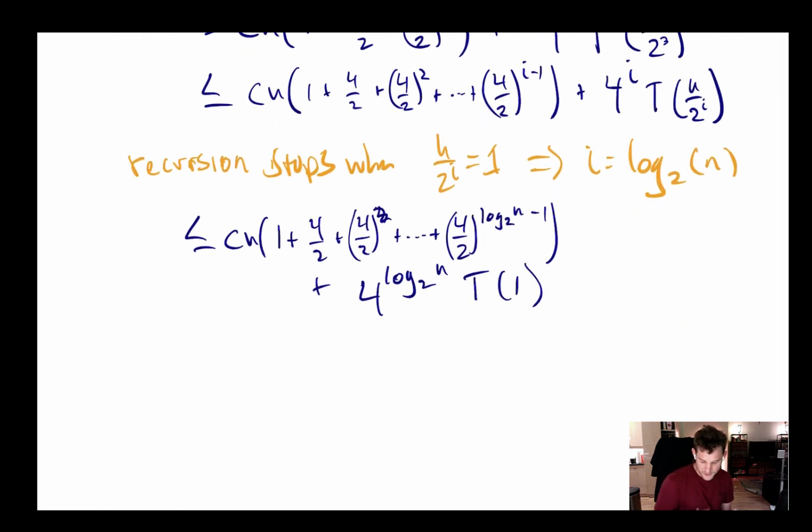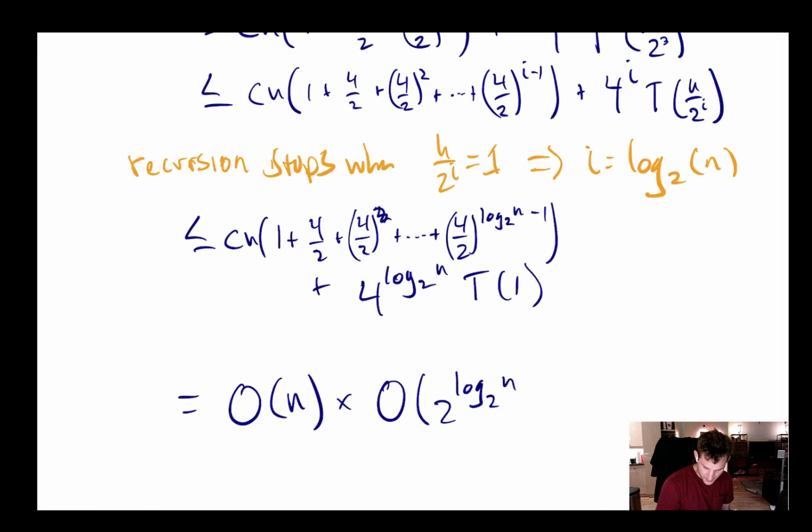Okay, so let's finish this off. So notice that 4 over 2 is bigger than 1. It's 2. So in this sum right here, the dominant term is the last one, right? When you have a geometric series where the base is larger than 1, then the last term is the leading one. So what we have here is O of n, that's this term right here, c times n is O of n, times, again, the last term dominates, so it's O of 2 to the log base 2 n. I'm going to get rid of this minus 1 because it doesn't matter. It just adds a multiplicative constant on the outside. So that's that first term.